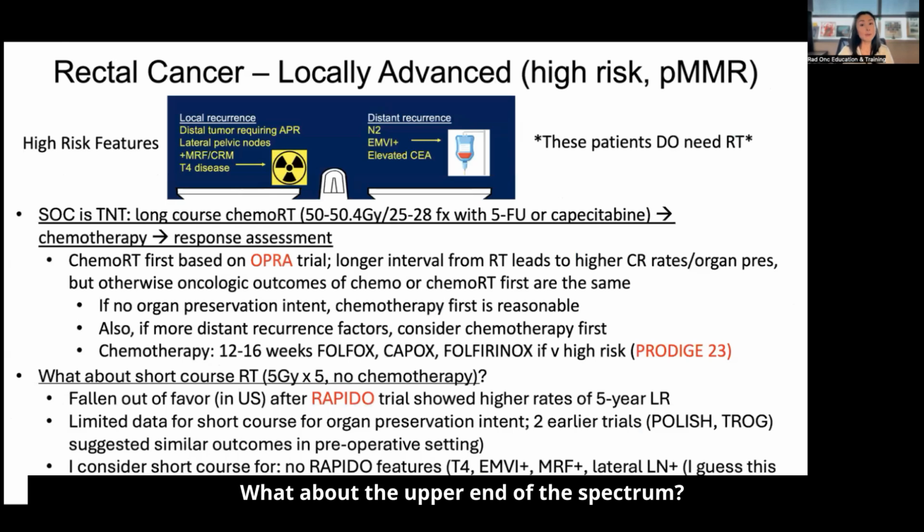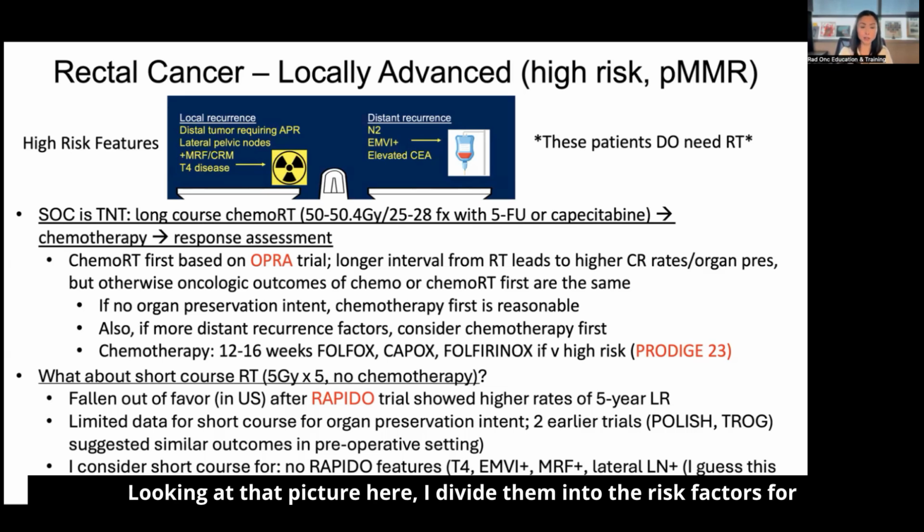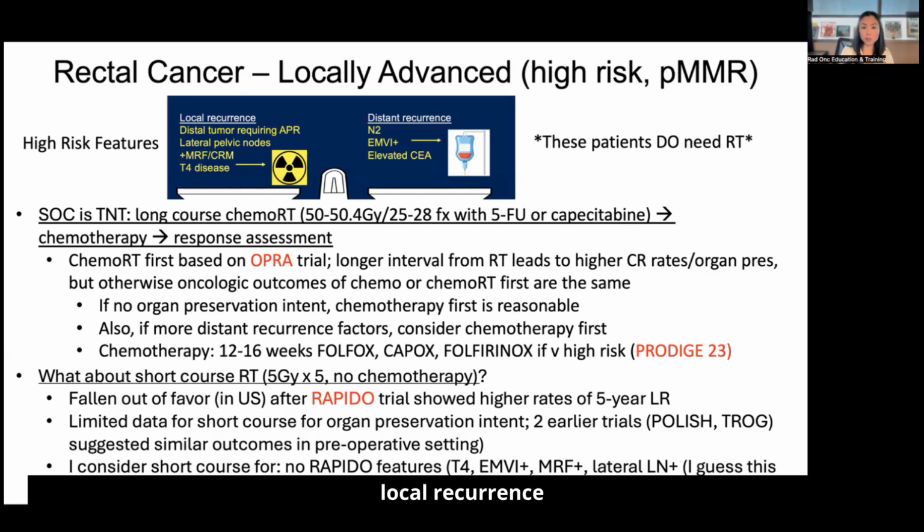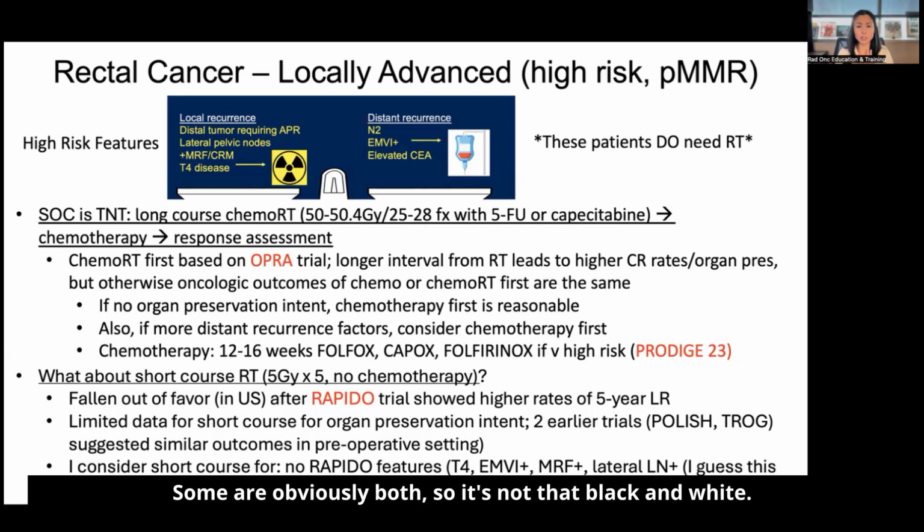All right, what about the upper end of the spectrum? This is higher risk locally advanced rectal cancer. So let's first talk about what high risk features are. So looking at that picture here, I divide them into the risk factors for local recurrence versus distant recurrence. And some are obviously both, so it's not that black and white.